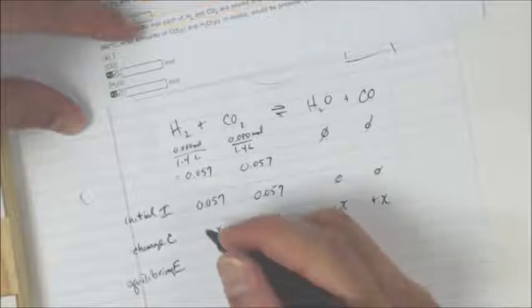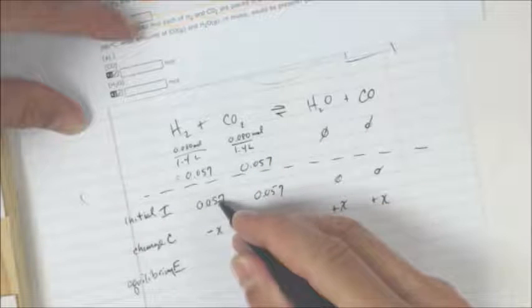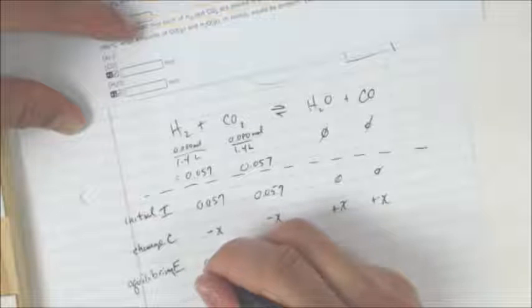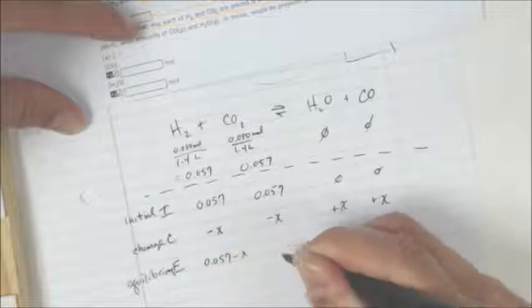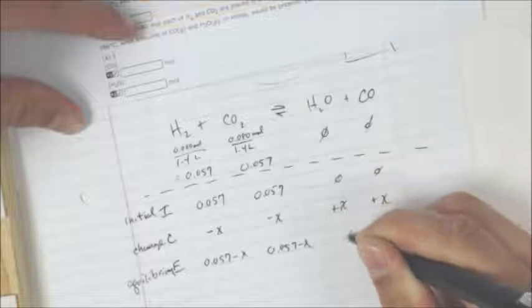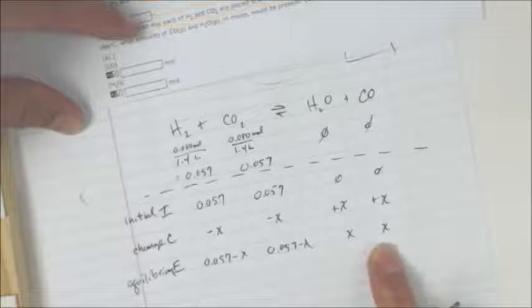So that means at equilibrium, I have 0.057. The initial is this. It's going to change by this much. So at equilibrium, I have 0.057 minus X, 0.057 minus X, and then 0 plus X is X. 0 plus X is X. I now have some equilibrium conditions, some equilibrium amounts.